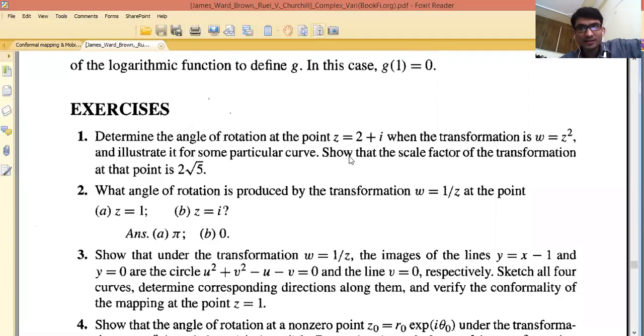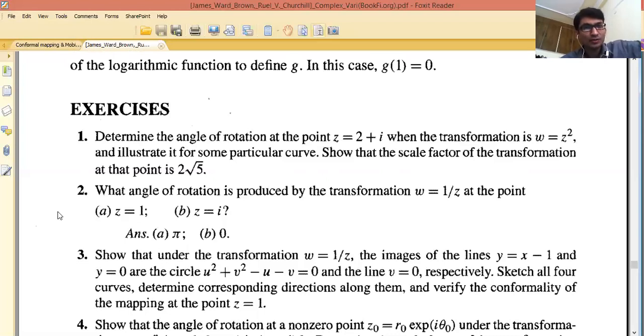Scale factor: find its derivative. It is 2z, and 2z means 2 times (2 + i). Its magnitude will be 2 times the square root of 4 plus 1, which is 2 root 5. This is the proof of that.